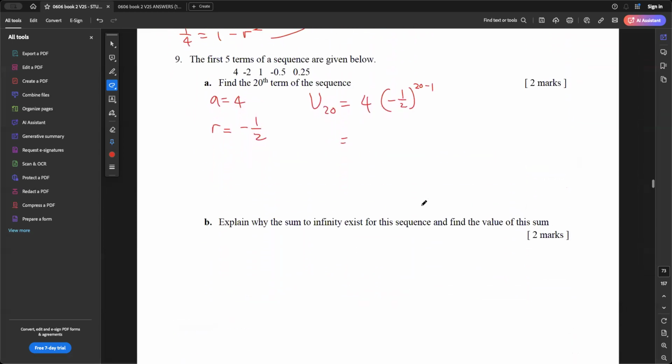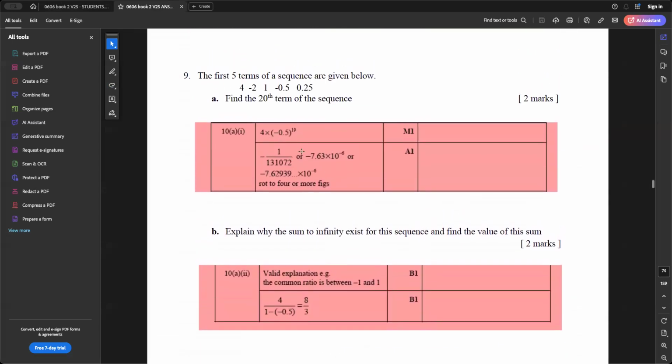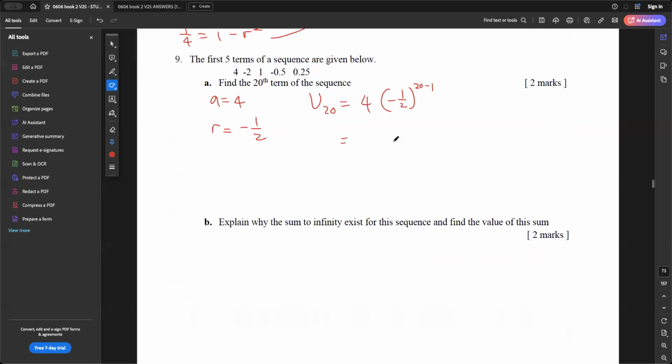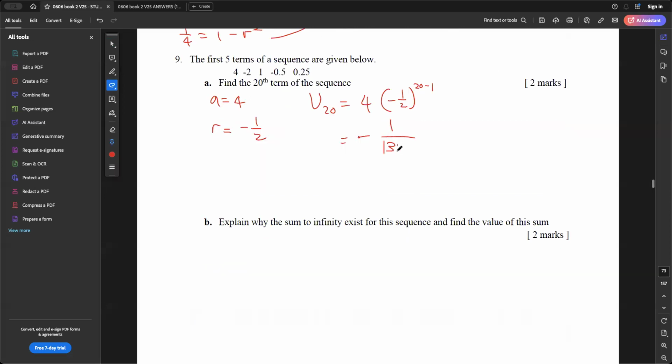Okay, in the next part here, explain why the sum to infinity exists for this sequence and find the value of the sum. Yeah, because this sum will keep getting smaller. I mean, the term will keep getting smaller and smaller. So that's the correct answer already. Yeah. Question 9 is, yeah, this one. Okay, -1/131,072.